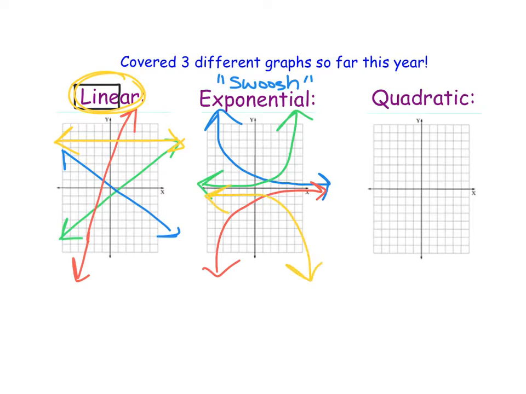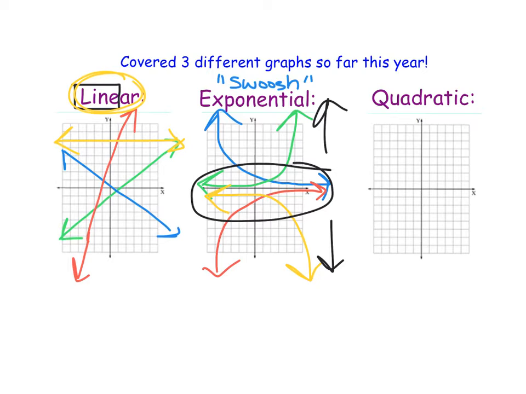x-axis. So you can see here in all of these, we either have something that's shooting up on one side or down on one side, and then the other side is getting very close to the x-axis. That was called our exponential function. So anytime we saw this swoosh shape, we had an exponential function.